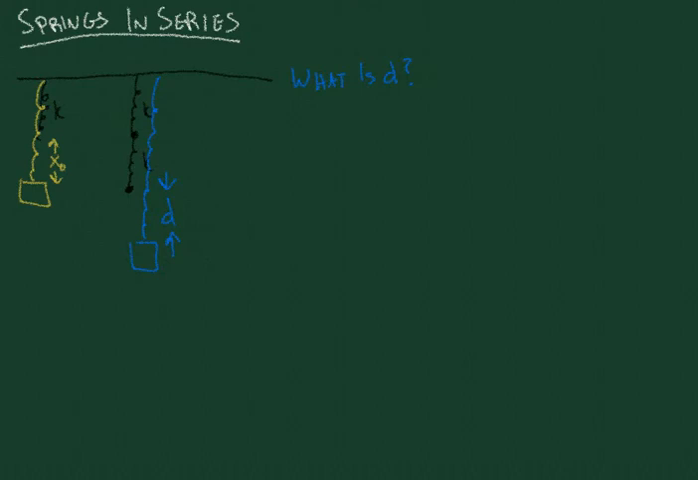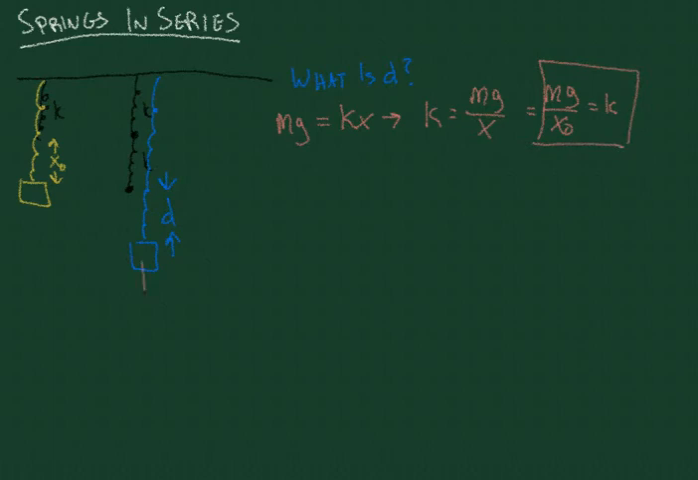So remember that we said that if we balance out the forces, we see that the gravitational force is going to be equal to the spring force. So K is mg over x, or in this case mg over x0. So this is our spring force K. And if we look at the forces on here, we see that we have gravity pushing down, and we have a spring force pushing up on the block.